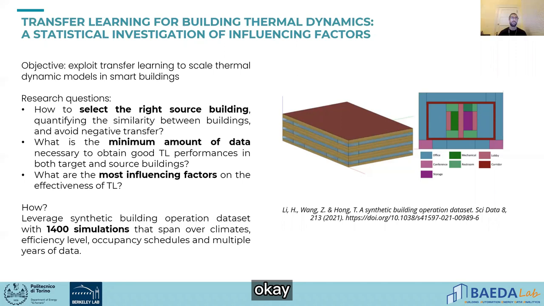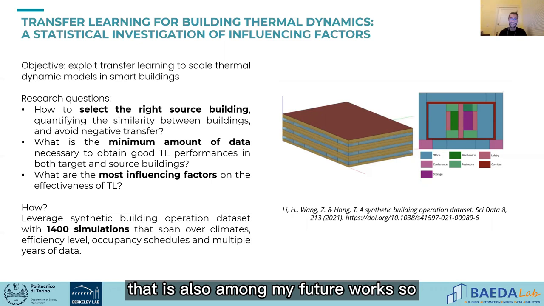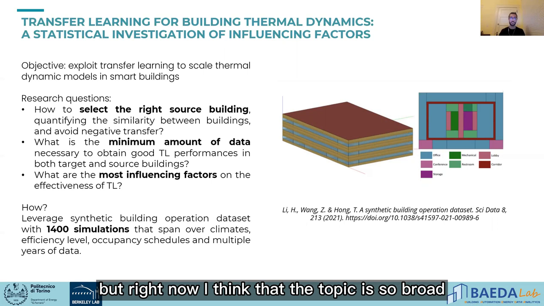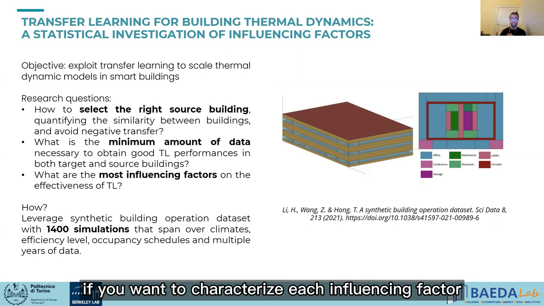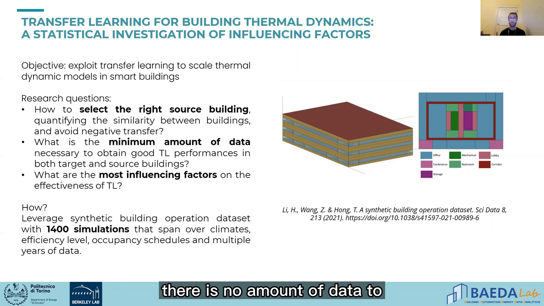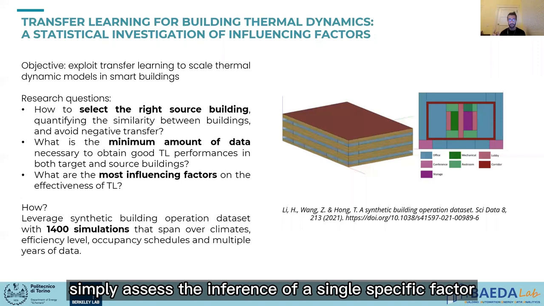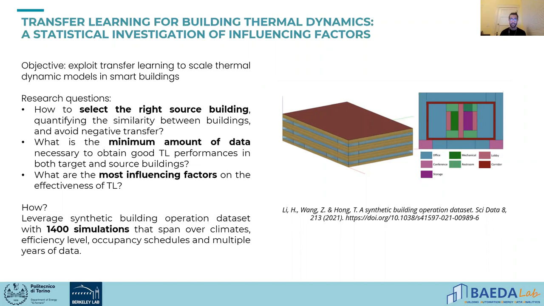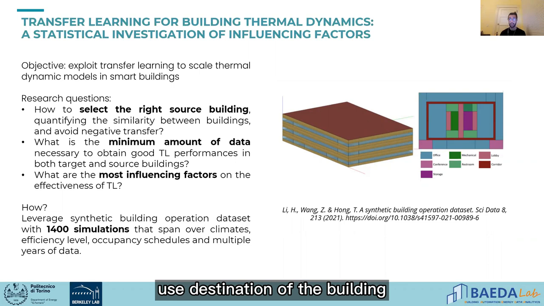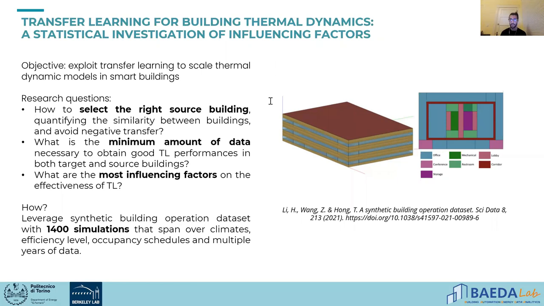Okay, really, really interesting question that is also among my future works. So I can really feel an interest. But right now, I think that the topic is so broad. If you want to characterize each influencing factor, first of all, you need synthetic datasets, because there is not enough data to simply assess the influence of a single specific factor, such as freezing all the other influencing factors and changing only the climate. Among these influencing factors, there is also the use destination of the building. And right now we are just focusing on the building construction materials and the occupancy schedule.